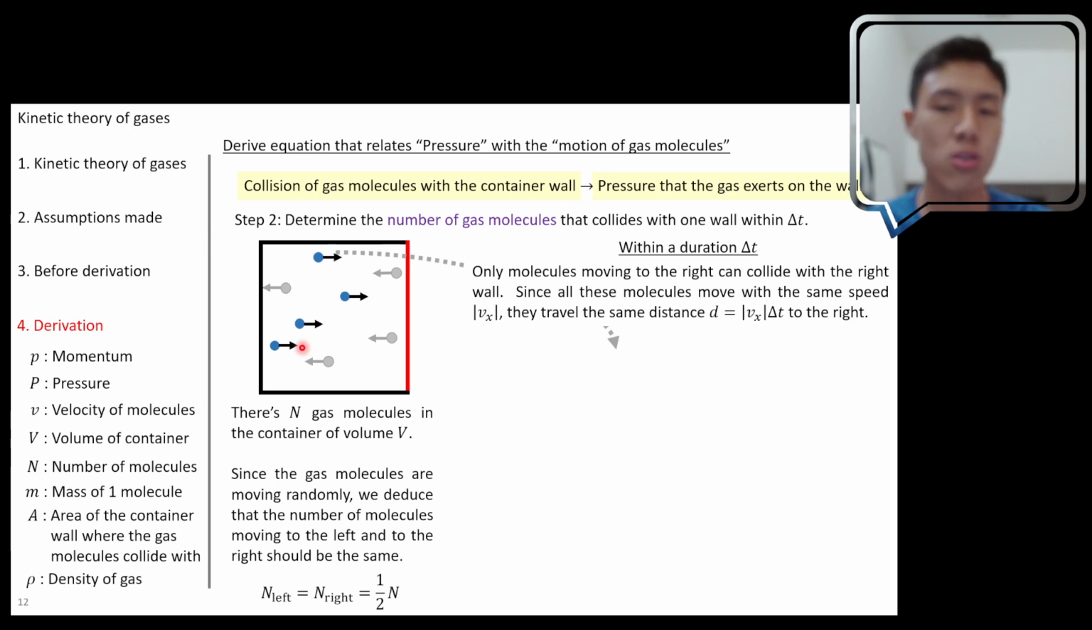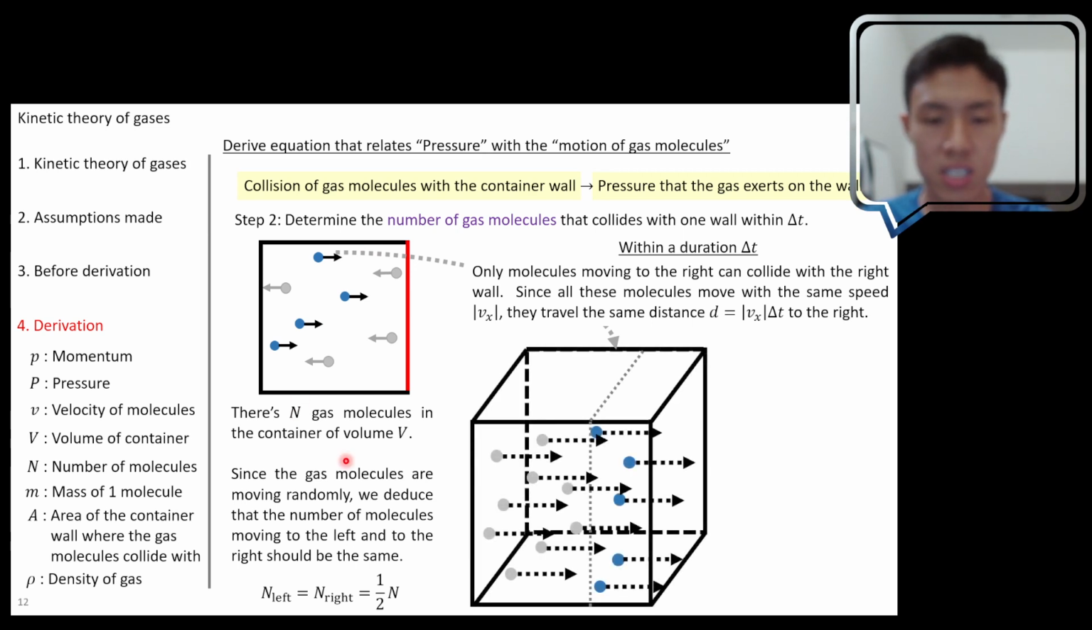So we only focus on those molecules moving to the right, and we should expect that after a short amount of time, delta t, they all should move the same distance to the right because they have the same speed. We assume them to have the same speed. This is a drawing of all the molecules that are moving to the right, and we can see that all of them move the same amount of distance to the right because they all share the same speed. So the distance traveled by all these molecules moving to the right will be the same.